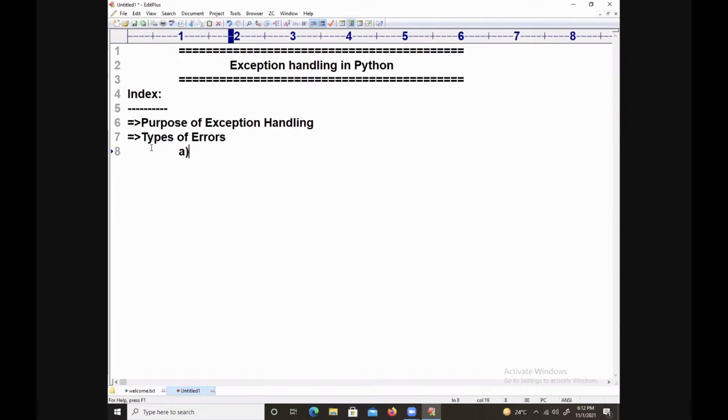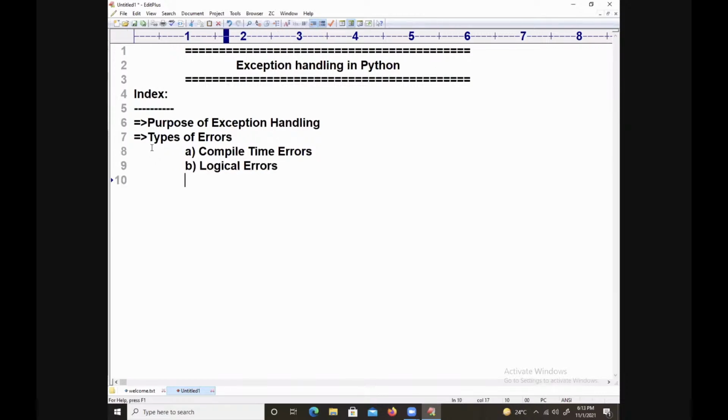Compile time errors. And the next, B, is called logical errors. Carefully try to understand. Next is called runtime errors.